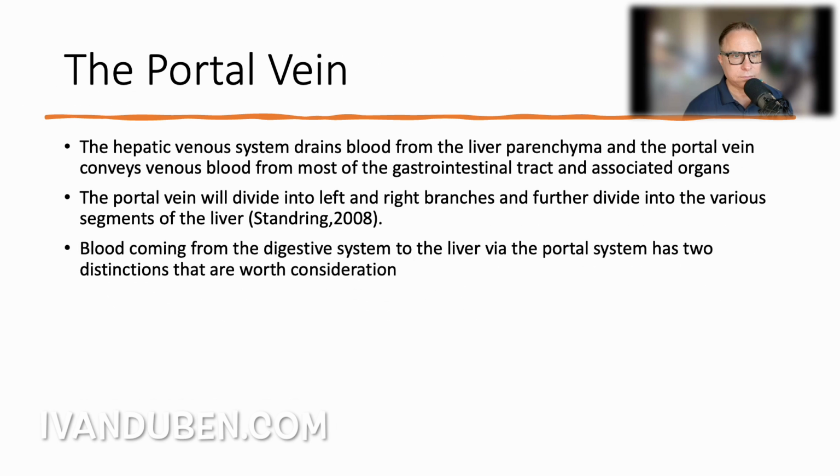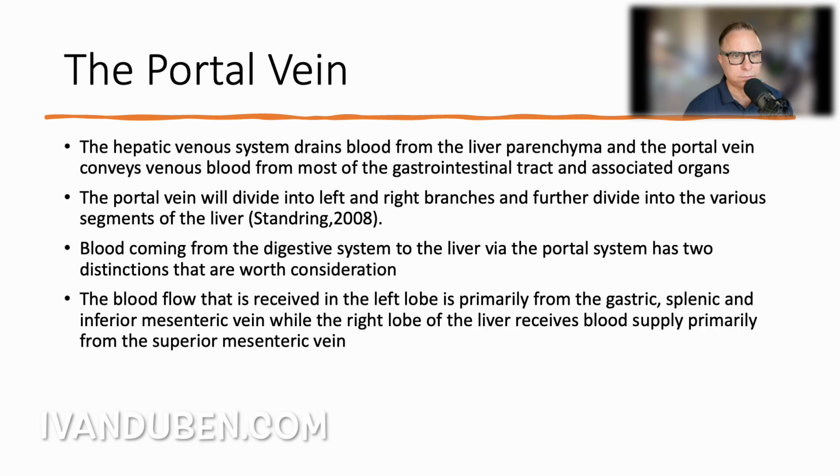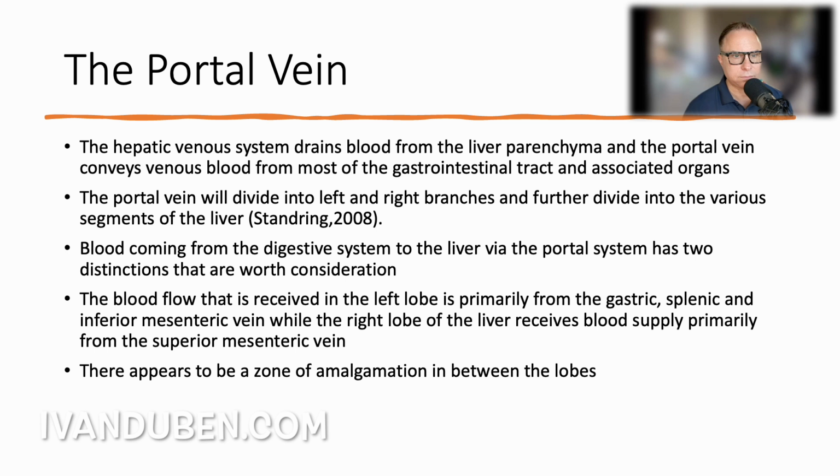Blood coming from the digestive system to the liver via the portal system has two distinctions that are worth consideration. The blood flow that is received in the left lobe is primarily from the gastric, splenic, and inferior mesenteric vein, while the right lobe of the liver receives blood supply primarily from the superior mesenteric vein. There is also a zone of amalgamation in between the two lobes.